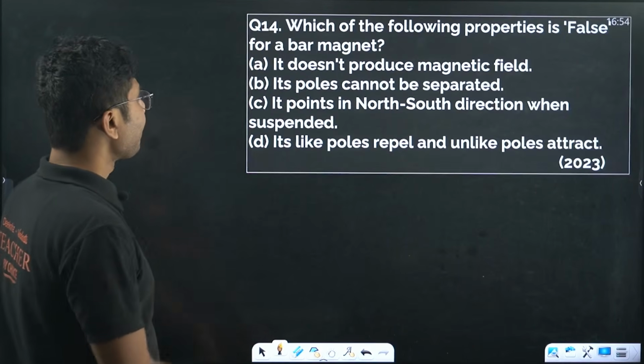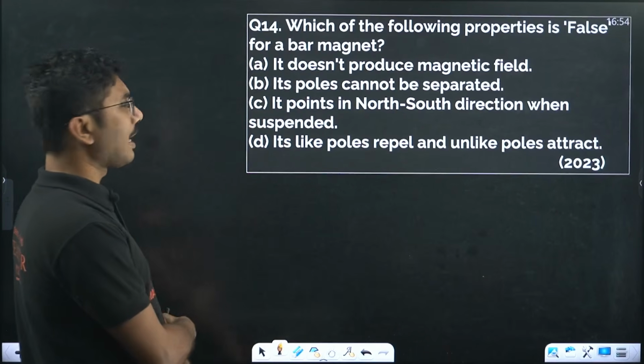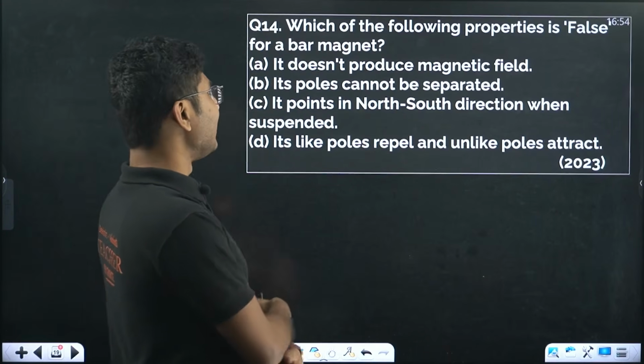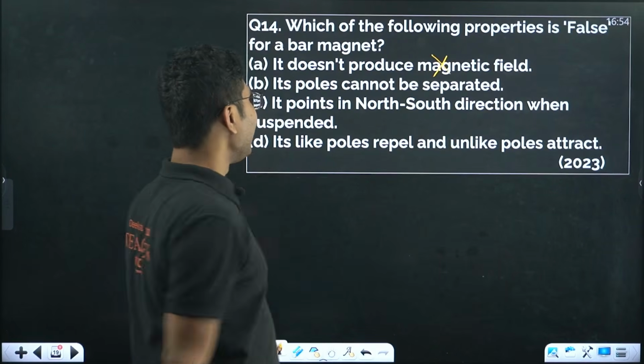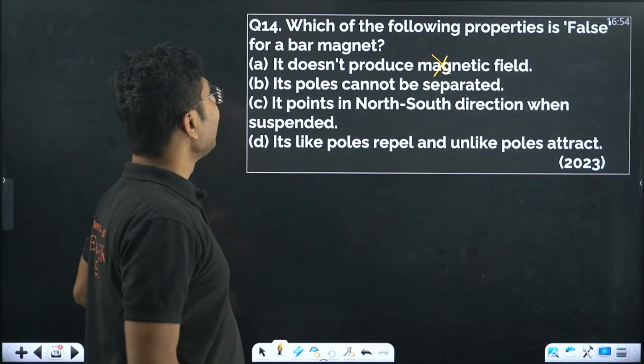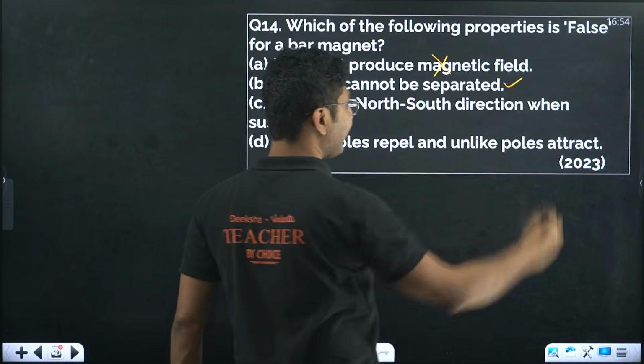Now next, which of the following properties is false for a bar magnet? It does not produce magnetic field. A bar magnet does produce magnetic field. Its poles cannot be separated. It cannot be separated. This is a correct statement.